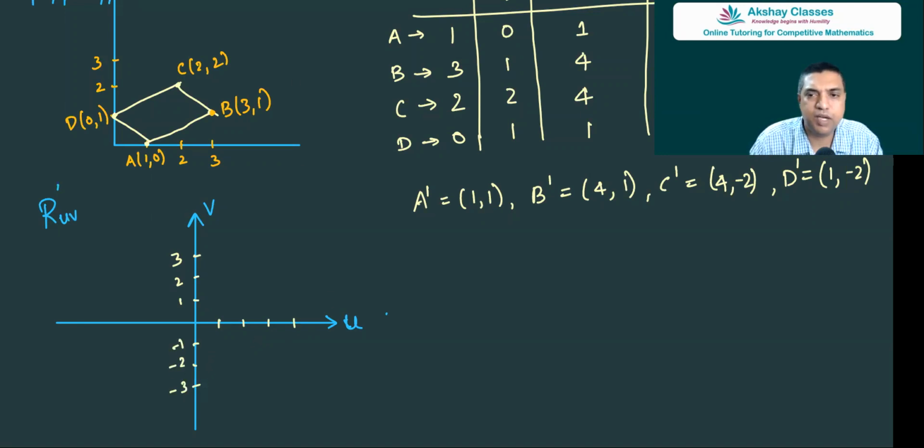And then (1, 1) is this point. (4, 1) is this point. (4, -2) is this point. And (1, -2) is this point. So that parallelogram is also this. This is also a parallelogram, but this is transformed like this.